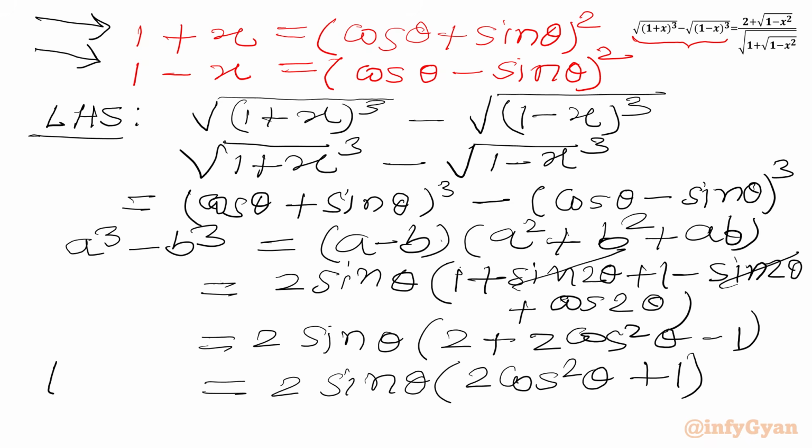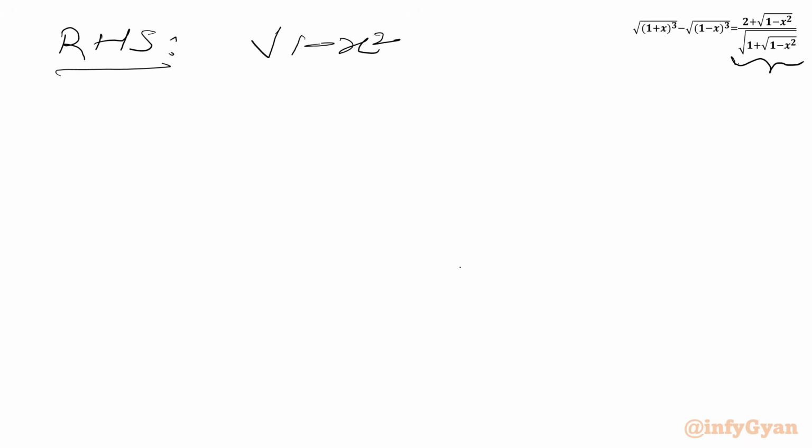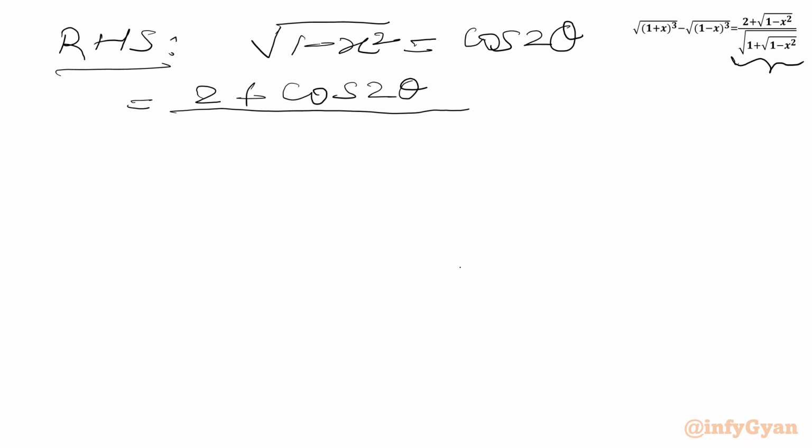This is our LHS. Now we have to find the right hand side. So I will write here RHS, which is written over here: square root 1 minus x square. We have calculated this is equal to cos 2 theta. So I can write RHS equal to 2 plus cos 2 theta over square root of 1 plus cos 2 theta.